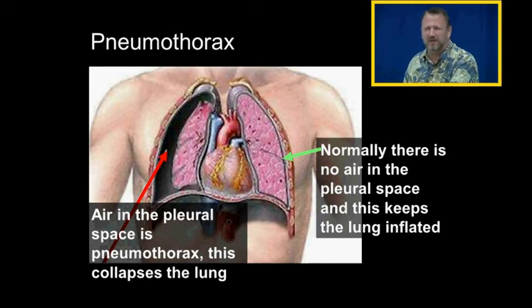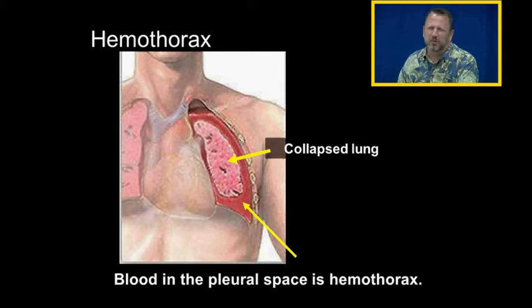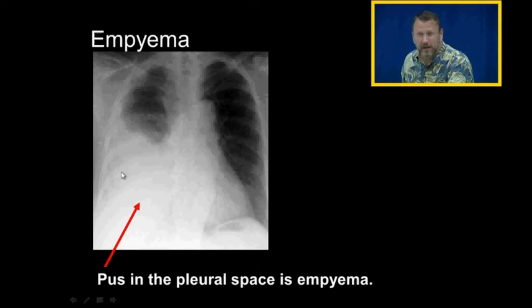This collapses the lung. Here we have blood in the pleural space, and this is called hemothorax. Hemo, blood, thorax, chest. And notice the blood in the pleural space is collapsing the lung. On a chest x-ray, on any x-ray, stuff is white and air is black. So since the lungs are full of air, they're going to appear darker on the x-ray, and stuff on the x-ray will appear white. Purulent fluid, otherwise known as pus, in the pleural space is called empyema.